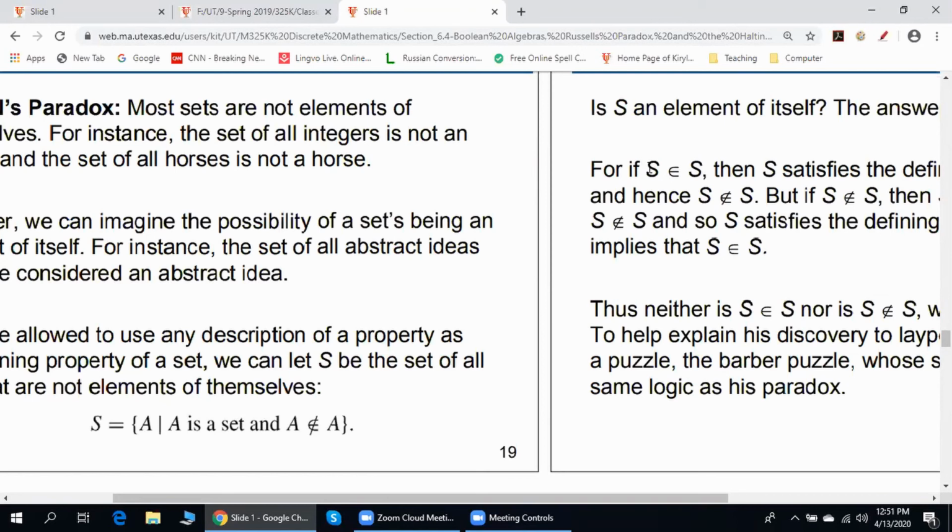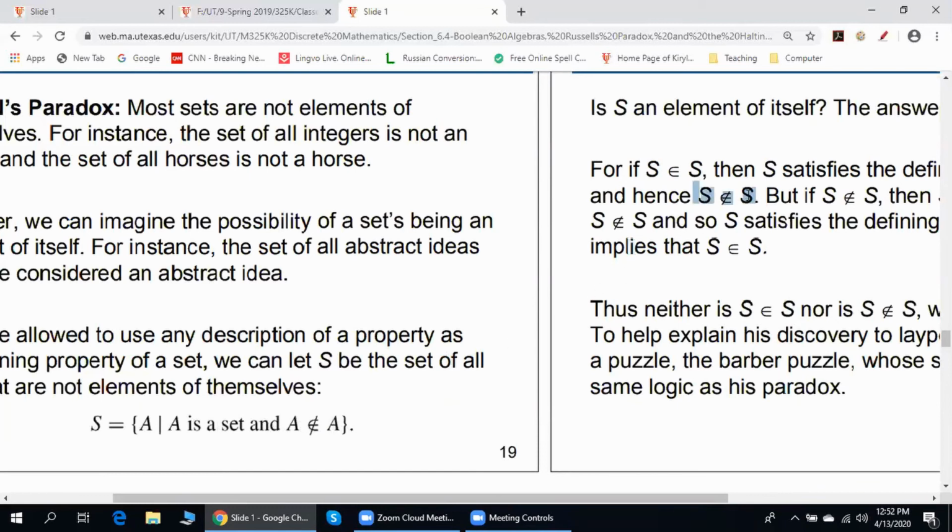So, case 1, suppose S is an element of itself. Since S is an element of itself, it does not satisfy this property, correct? Yes. Because S is an element of itself. Here we consider the set of all sets that are not elements of itself. So since S is an element of itself, S is not from this set, correct?